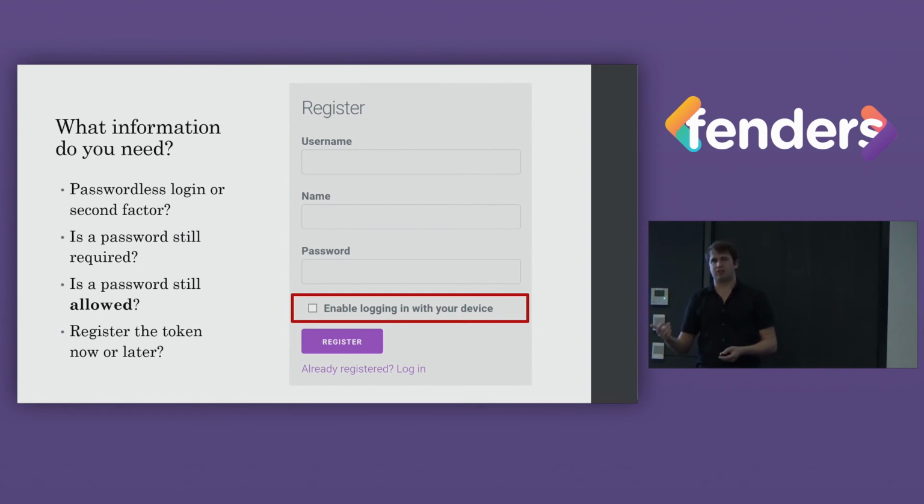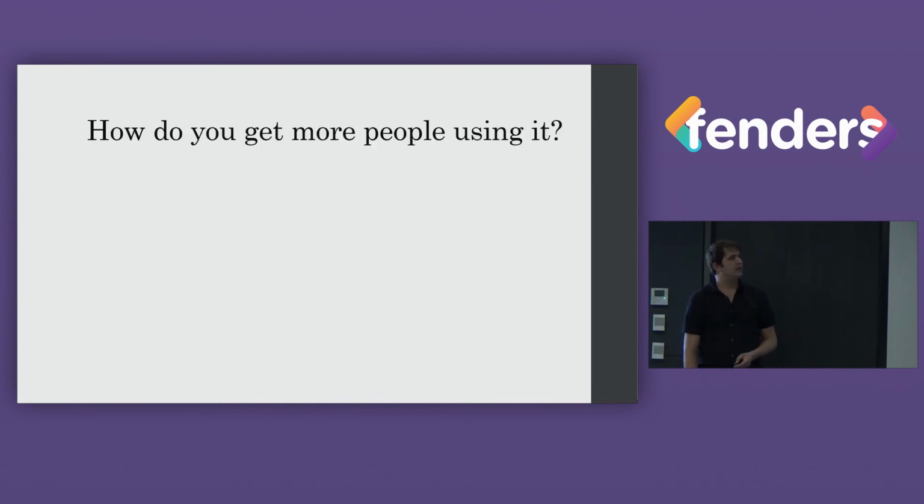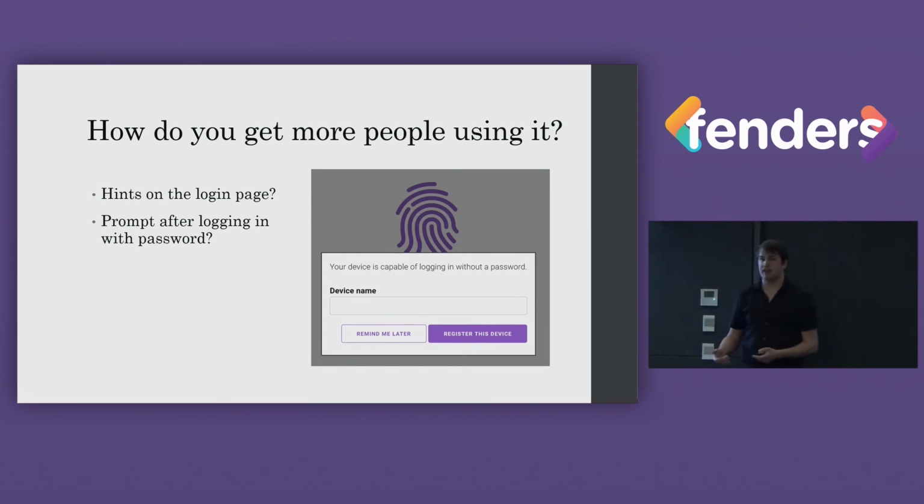You have to consider more things like, what if they stop at that point? Then they've got this orphaned authenticator. You also got existing users to think about. So how do you get them using it? You might want to put a hint on the login page or a prompt after they've actually logged in to say, hey, you can do this thing with your device now.